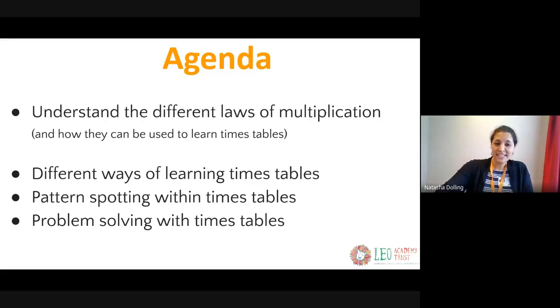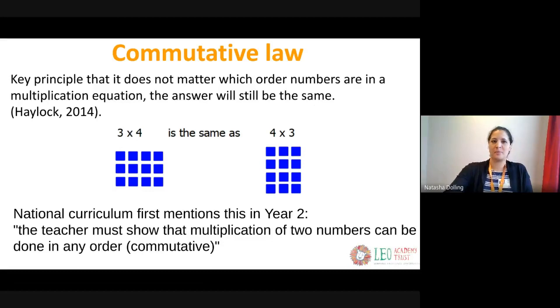So the first thing I'm going to start with are the different laws of multiplication and how they can be used to help us with our times tables. The first one I'm going to start with is the commutative law. This is the key principle that it does not matter which order numbers are in a multiplication equation, the answer will still be the same. That's the equivalent of 3 times 4 is the same as 4 times 3.